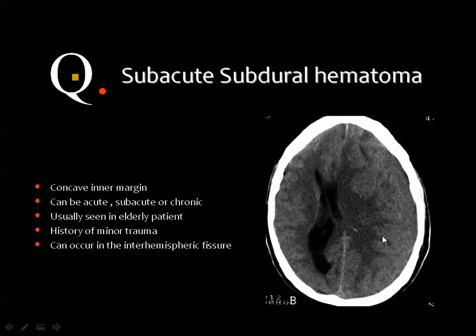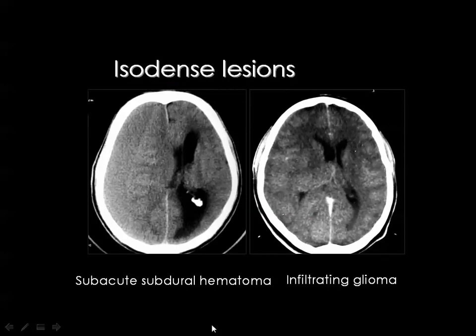I have said that if there is a mass effect and you don't see the lesion, there are two main possibilities: subacute subdural hematoma and infiltrating glioma. The difference between both is that in the subdural hematoma, you can see the gray-white matter interface, meaning that the lesion is outside the brain parenchyma. But if you do not see the gray-white matter interface, meaning that the lesion is infiltrating the brain parenchyma, then the diagnosis at that time will be infiltrating glioma. And this is the difference.